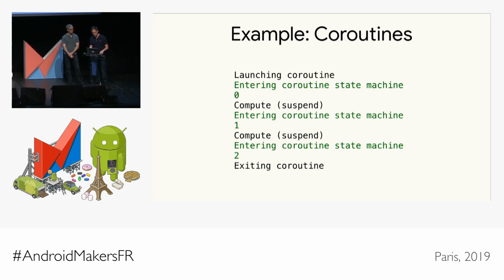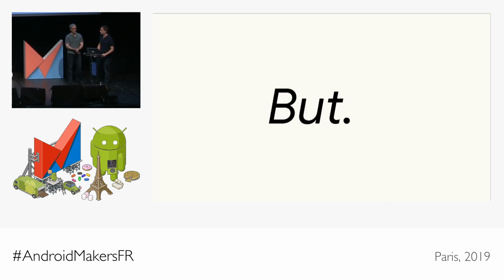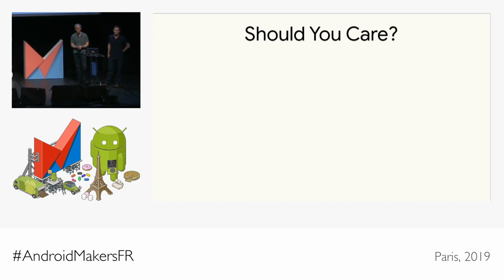All right, so all this information about all of this overhead that Kotlin creates in some special corner cases of some snazzy features. The question is, should you care?